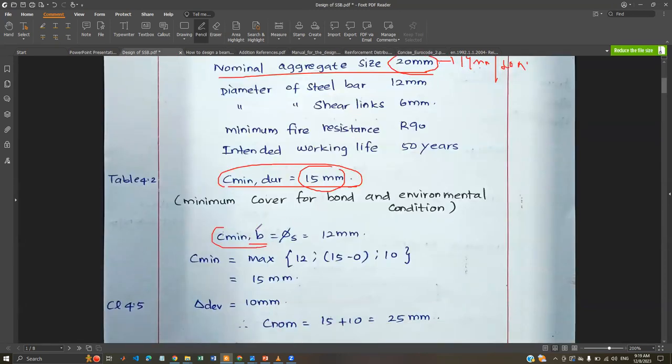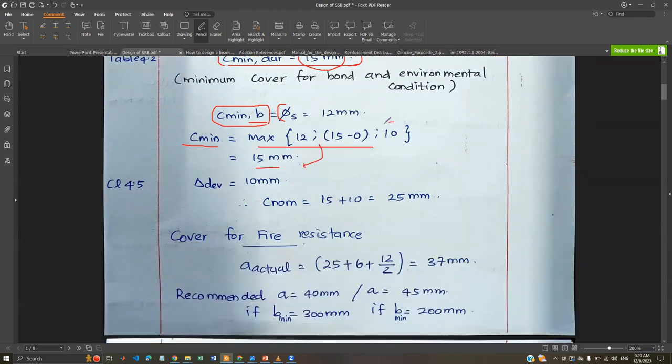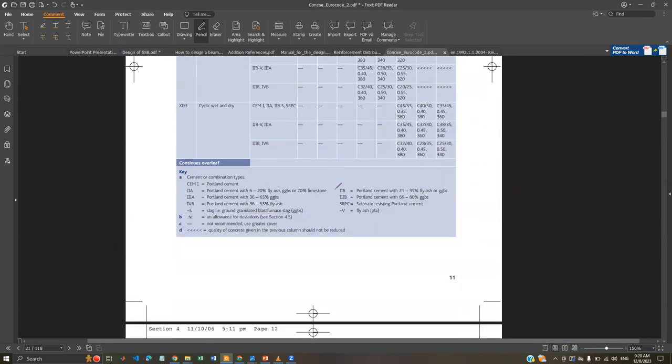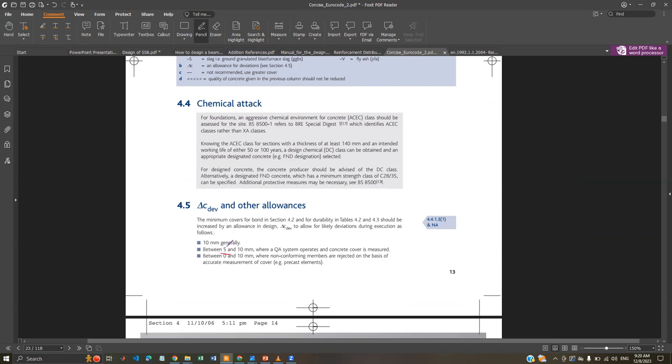Also, when you consider the C minimum related to the bar, generally we assume the diameter of the bar. That's what has been done, and I find my C minimum as 15 millimeter, which is the maximum value of these combinations. The 10 is what we usually provide for tolerance or safety purposes. If these values are not satisfied, we need to go for the 10. You know these things, and the deviation factor, I assume it as 10 millimeter. If the construction considerations are very qualitative, with quality assurance and everything maintained, then you can go for 5 millimeter. But generally, we usually assume 10 millimeter.